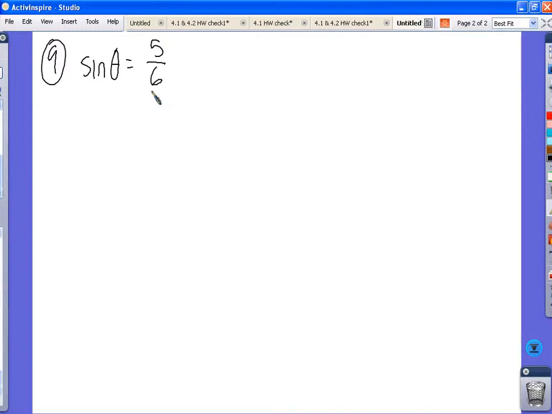So that would imply that we have a triangle, right? Can we draw a triangle? Maybe this is the angle. And now we can fill it in with opposite over hypotenuse. So the opposite side would be 5, and the hypotenuse is 6.